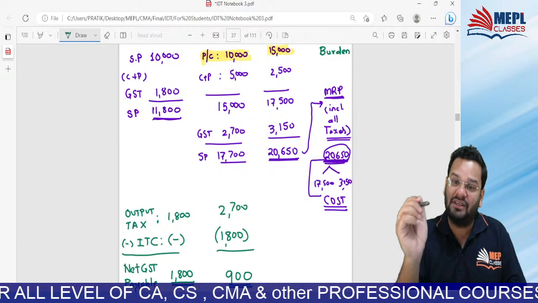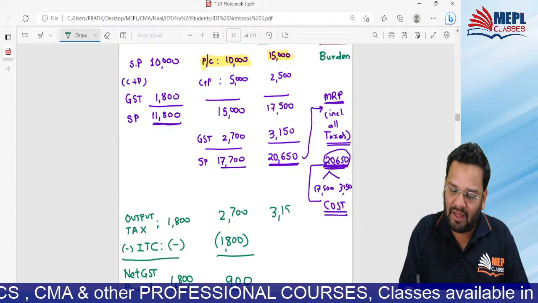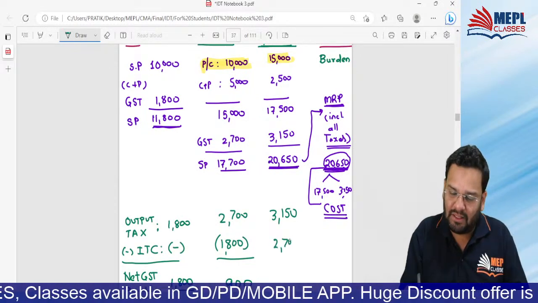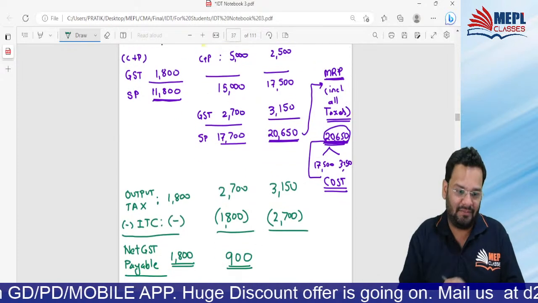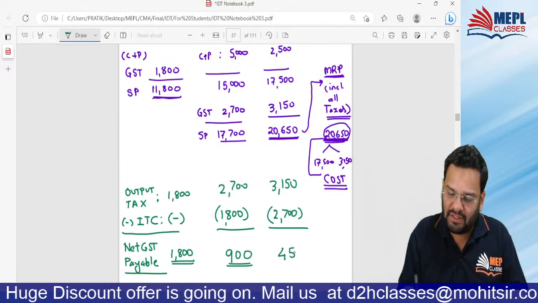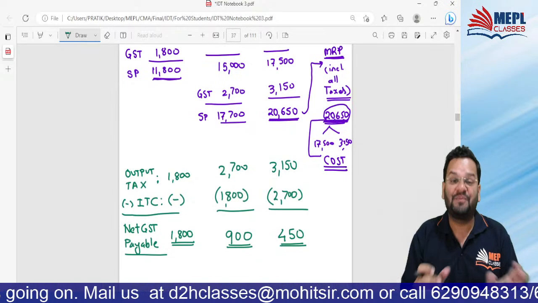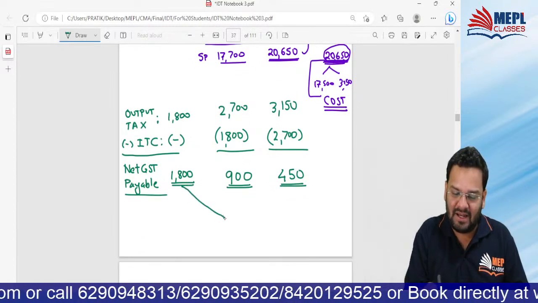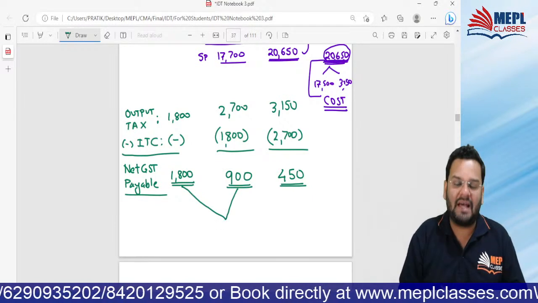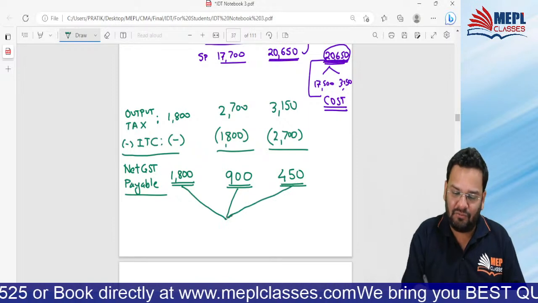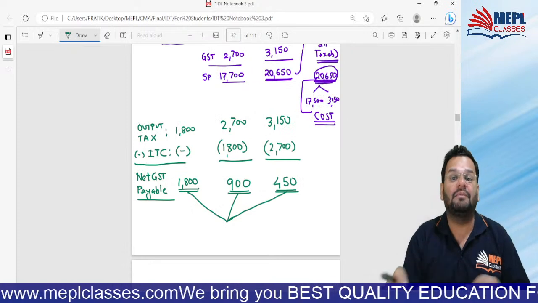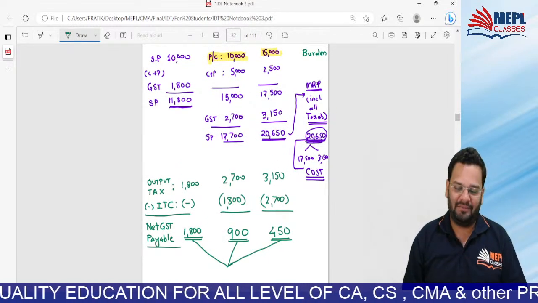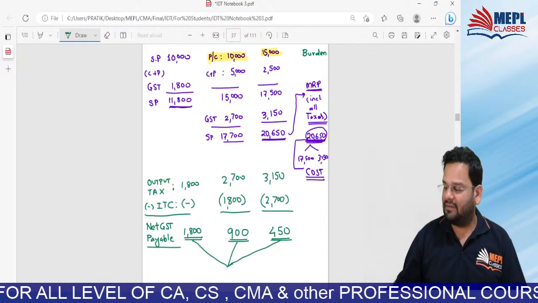Now for C, what happens? C has collected 3150 from D, but C had paid to B tax of 2700. So he will get that as credit, and he will pay to the government 450 rupees. Now, how much is the total GST paid to the government? 1800 is paid by A, B has paid 900, C has paid 450. Take the total: 1800 plus 900 plus 450.